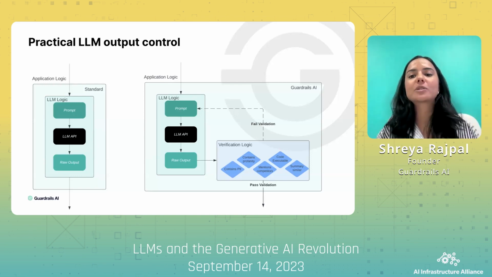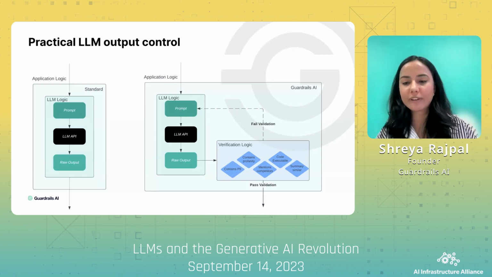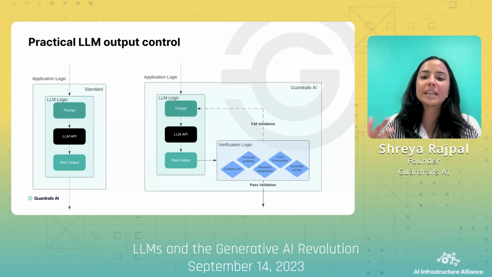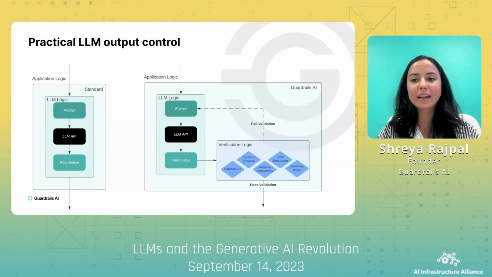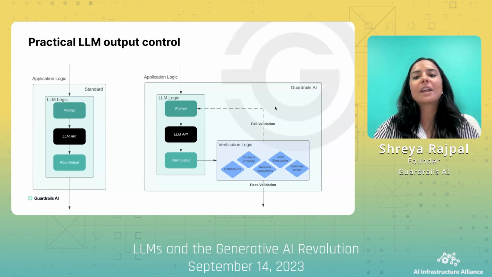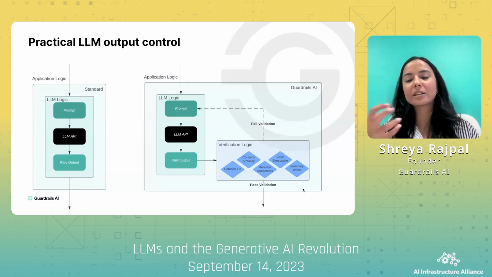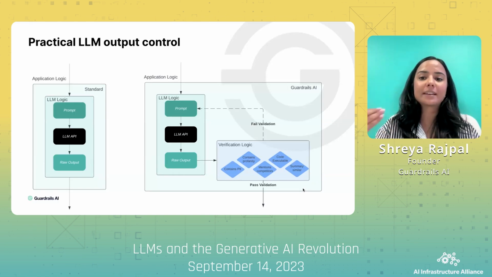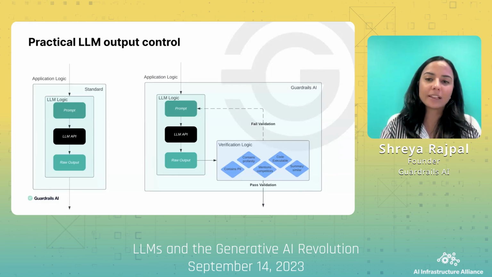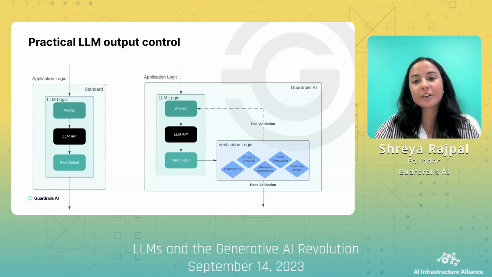A more robust way of building LLM applications is for any raw output to go through this verification suite. And then only if the verification suite passes, do you send that output back to your application. Otherwise, you can handle failures in a multitude of ways, including resending incorrect outputs back to the LLM for correction.